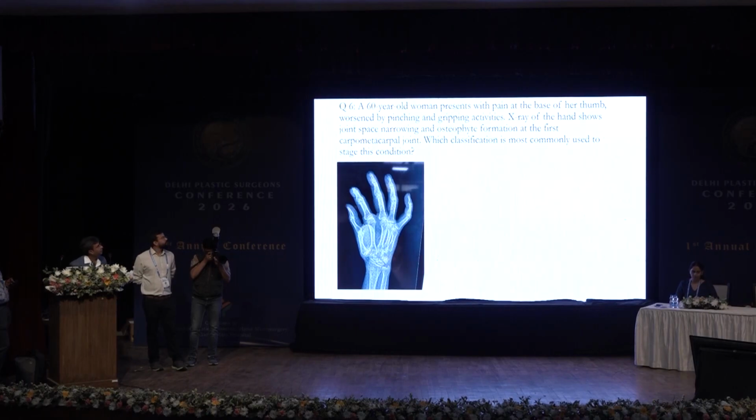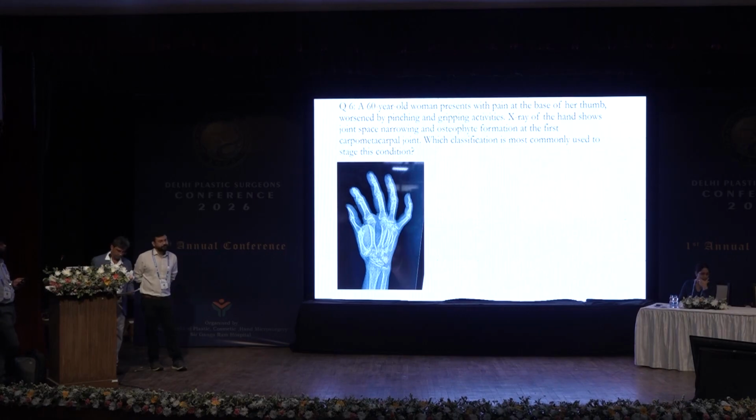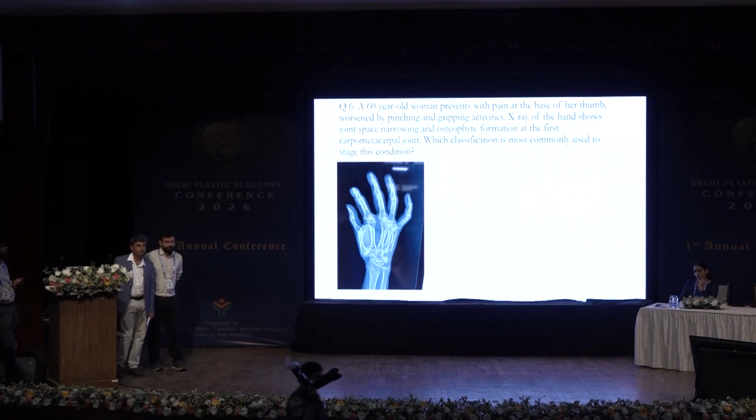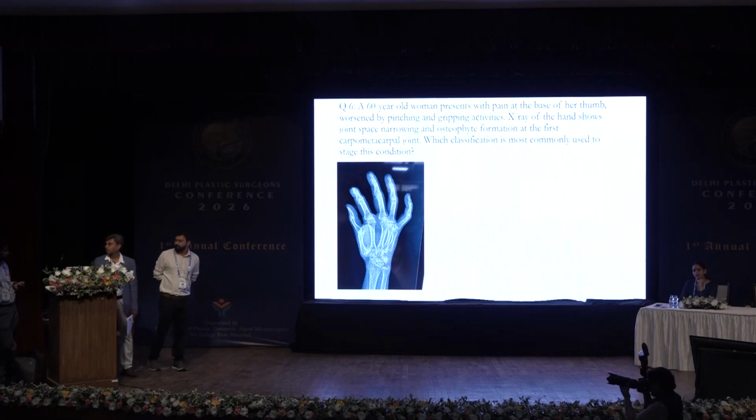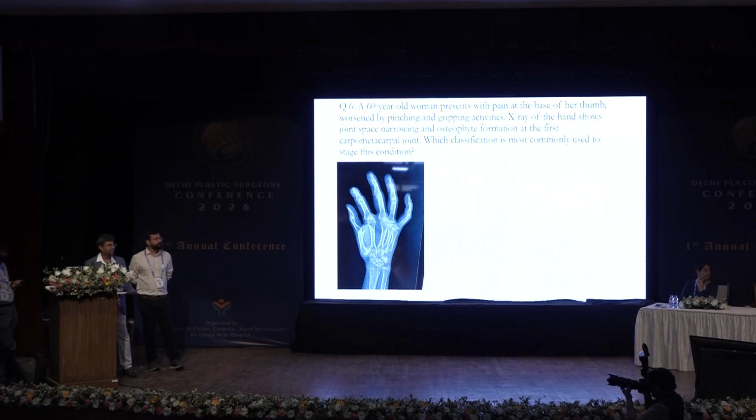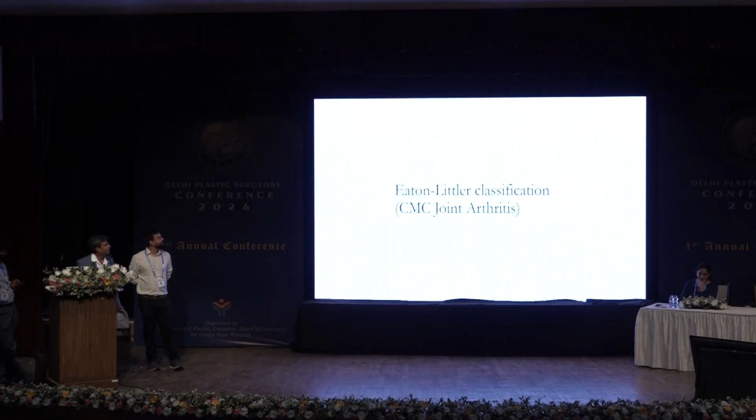A 60-year-old woman presents with pain in the base of her thumb, worsened by pinching and gripping activities. X-ray of the hand shows joint space narrowing and osteophyte formation at the first metacarpal joint. Which classification is most commonly used to stage this condition? Any team? Time up. Anyone from the audience? I cannot give you because we had discussed this. So answer is Eaton-Littler classification.